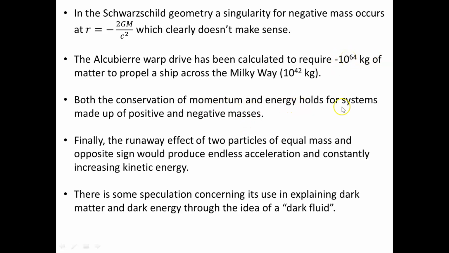Now, both the conservation of momentum and energy laws hold for systems made up of positive and negative masses, so that works. Just one thing that causes concern about the whole idea of negative mass is the case we saw earlier with the positive mass and the negative mass, where you've got this endless acceleration off to the left, if you remember the diagrams. Constant acceleration means the speed and the kinetic energy are constantly increasing. How long could that go on for? You have this runaway effect of endless increase in energy. So that brings some discredit on the idea of negative mass. It causes some problems there.